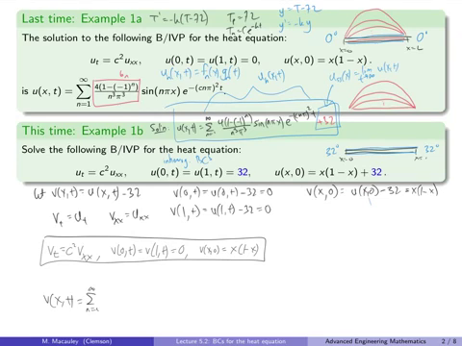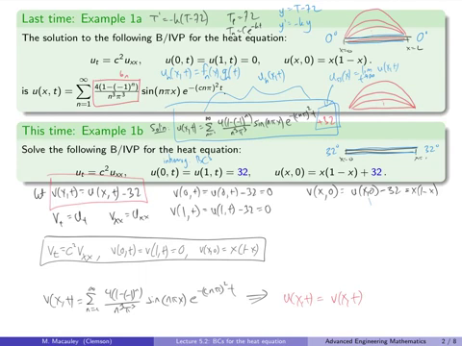That's the infinite sum of 4 times 1 minus negative 1 to the n over n cubed pi cubed, sine of n pi x, e to the minus c n pi quantity squared t. And so we conclude right away that u, which is what we're trying to find all along, is just v plus 32. I'm not going to rewrite that whole thing, but u of x and t equals v of x and t plus 32.